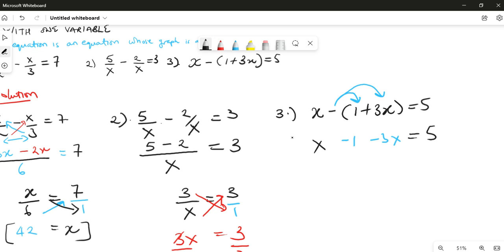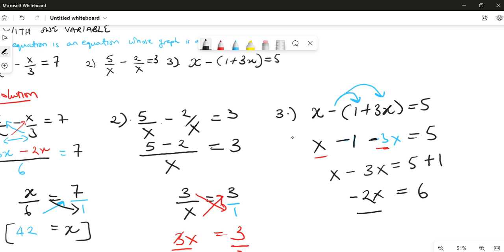Now we have to group like terms together, because we have x minus 1 minus 3x. So these two are like terms, x and 3x. This negative 1, we take it over the equal sign. So we have x minus 3x equals 5 plus 1. This negative 1, we took it over the equal sign to the right hand side, and since it was negative, it became positive. x minus 3x, that is negative 2x. 5 plus 1, that is 6.